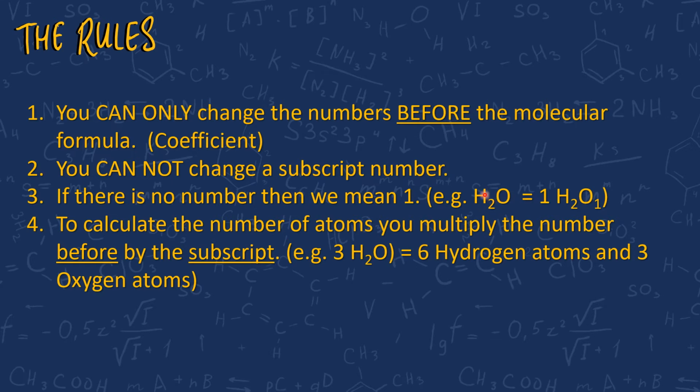So for example, this H2O here, if I had a number 2 in front of it, that would mean there are two H2Os, so 2 molecules of water. And that number 2 there is the only one we can change. We can't change this little 2 here because that is part of the formula. The big 2 at the front is the one that we can change. Same as if it was any number, so if it was 4, that just means we've got 4 H2O molecules. So you can only change the numbers before the formula. You can't change the subscript number, so subscript means small, like this little 2 here.